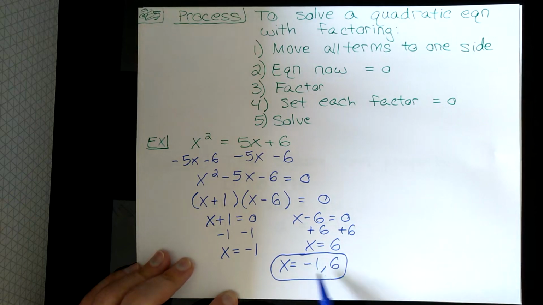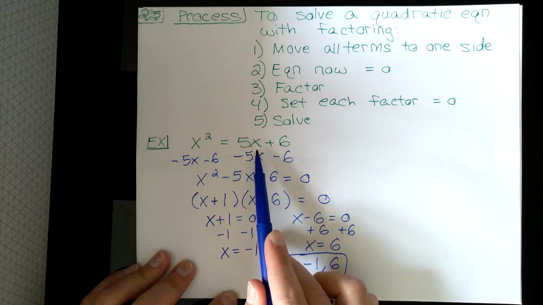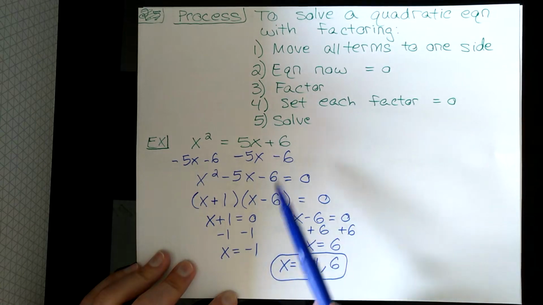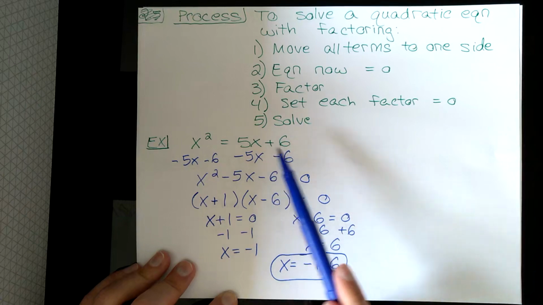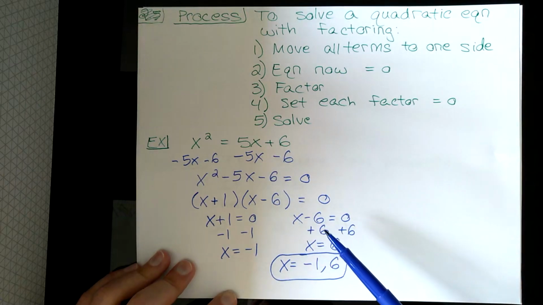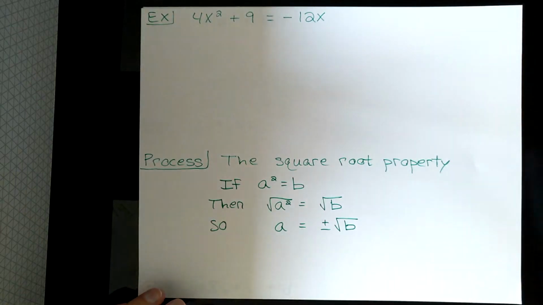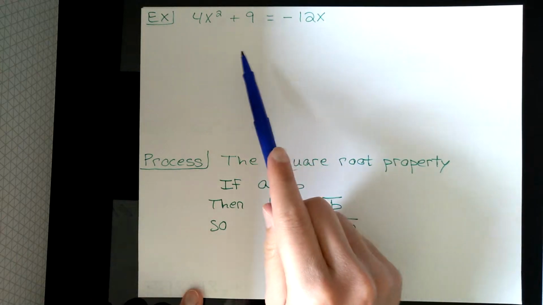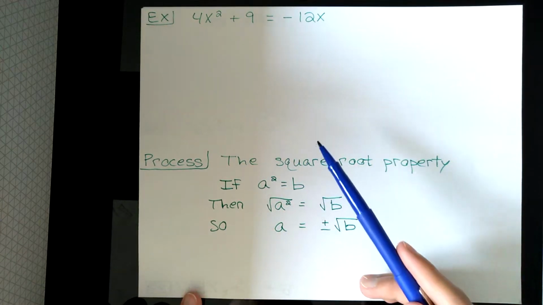You could double check this by plugging each of these values in separately, so plug in negative 1 for each of your x's, and then plug in 6 for each of your x's, and you will get a correct answer. You will get one number equal to itself, which will verify that you found the correct answers. Alright, so with that, we'll go ahead and try some more. I want you to take a moment, pause the video, and see if you can solve 4x squared plus 9 equals negative 12x.